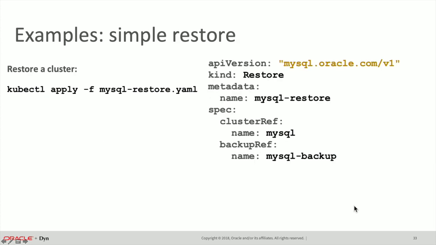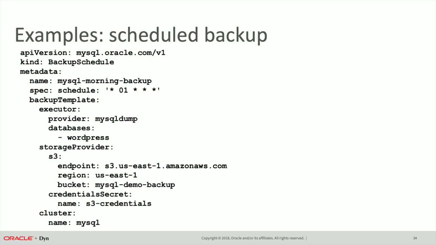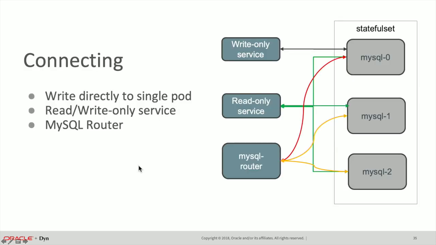And here's how a restore works. For scheduled backup, the difference is that it lets you specify a schedule with a cron type string. Same values as before, the S3 endpoint. And how you connect.